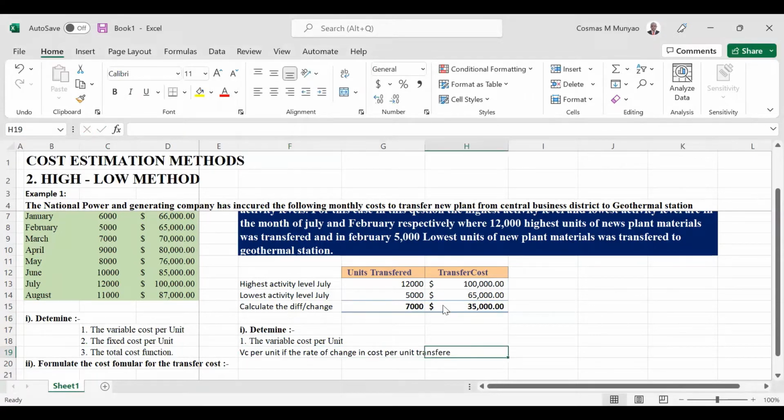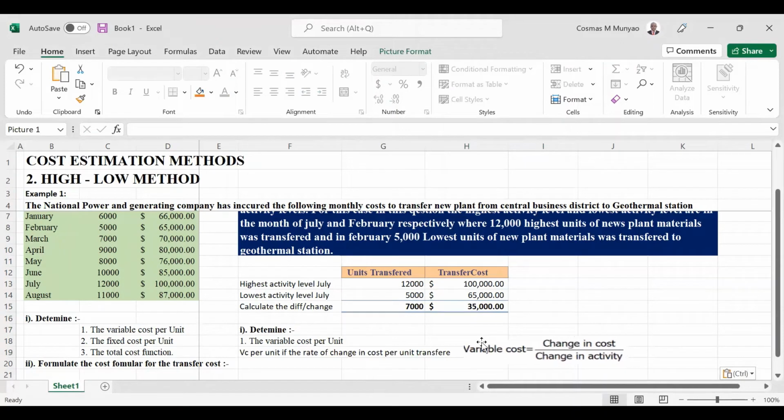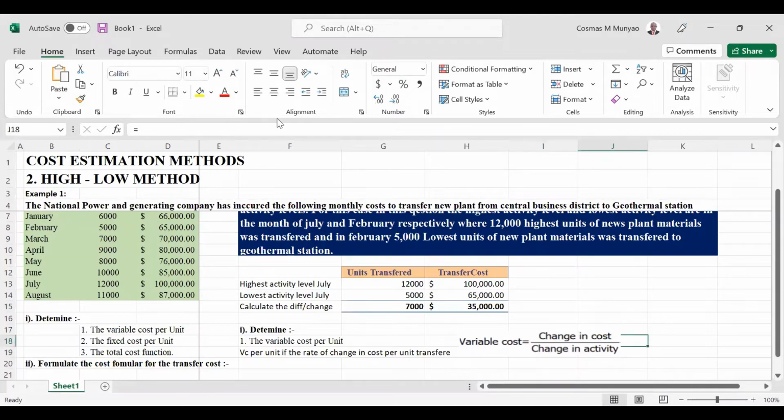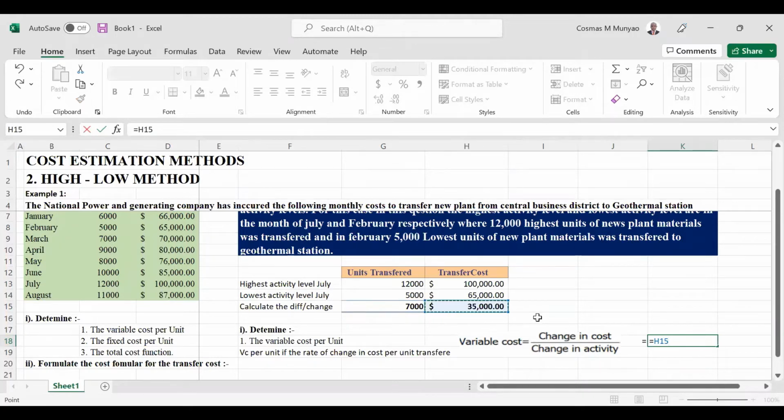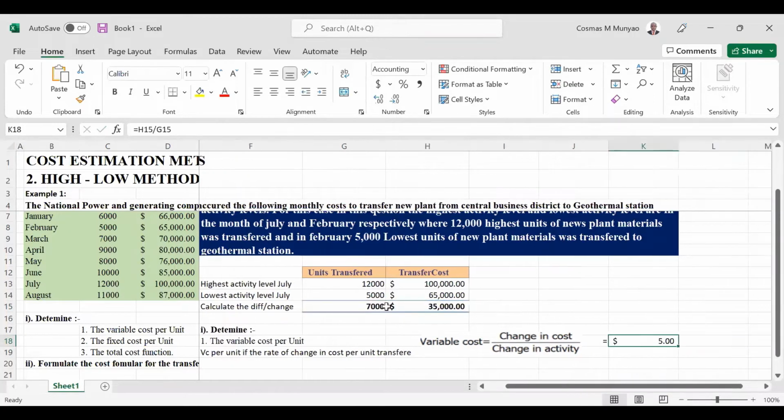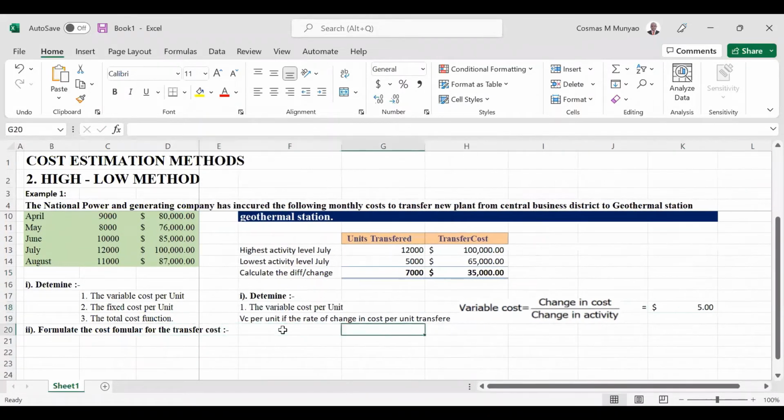So how do we get this rate of change per unit transferred? We have one formula here. Variable cost is equal to change in cost over change in activity. We have already calculated them here. Because now we are using Excel, we can calculate it very well here. We say it equals change in cost, $35,000, divided by the number of units.